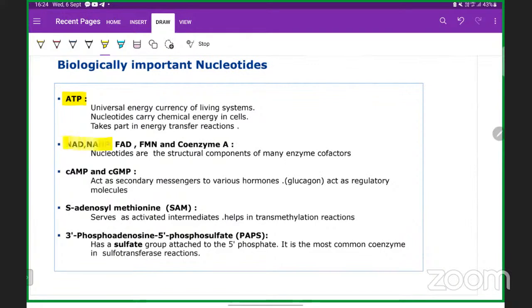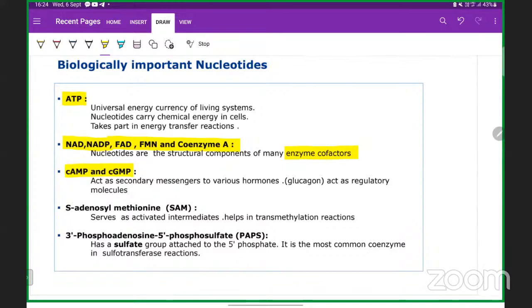And you have NAD, NADP, FAD, coenzyme A. They are going to be enzyme cofactors. And you have the cyclic AMP and cyclic GMP. They are acting as secondary messengers in all your processes.